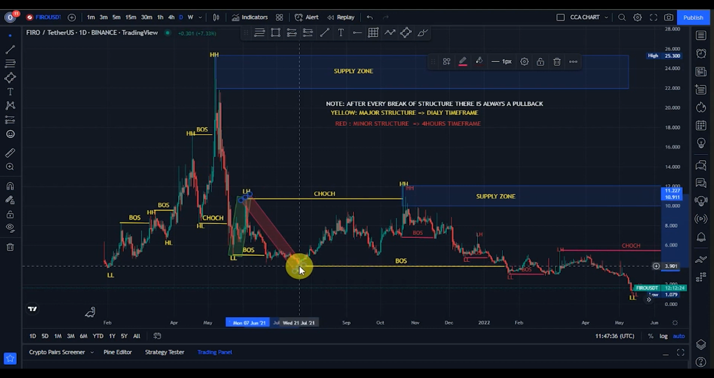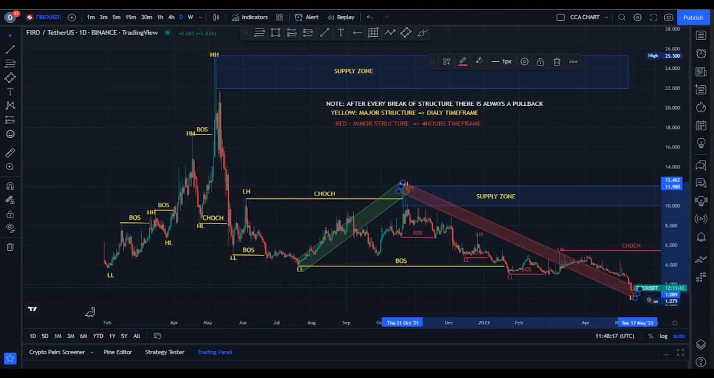Sure, we got a pullback. The bulls took price from that $4 and rallied back to about $11, breaking structure to the upside. This is a double break of structure, breaking structure to the downside and breaking structure to the upside. So now expecting a pullback. Yeah, we got a pullback.